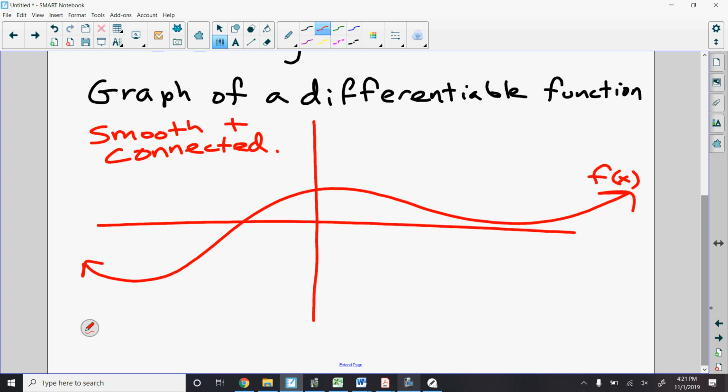But all jokes aside, when we take a look at this graph, we could find the derivative anywhere because we can find a slope of a tangent line anywhere. Pick any point on this graph and you can find a slope of a tangent line at any of these points.